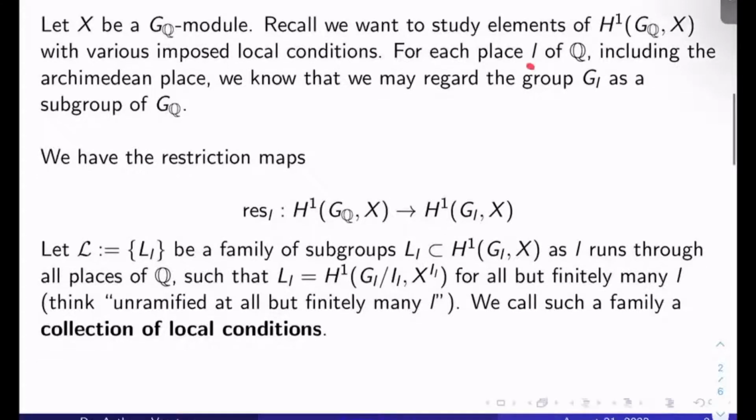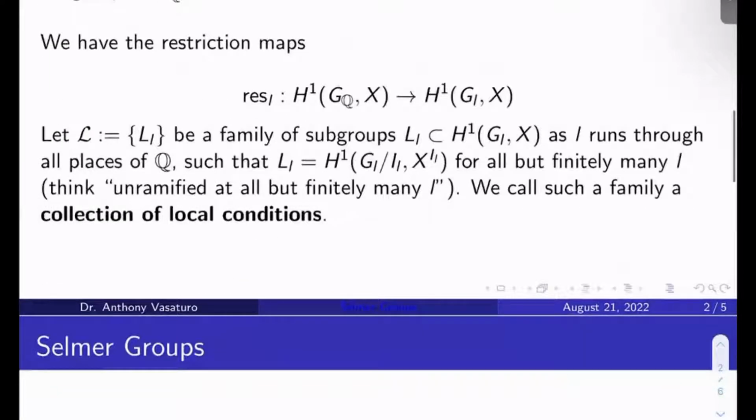So for each place l of Q, including the Archimedean place, so the prime at infinity, we know that we may regard the group G_l, the absolute Galois group of Q_l, as a subgroup of G_Q. This goes way back to the beginning of the playlist on Fermat's Last Theorem that I've created, okay? So of course, this means we have restriction maps res_l from H^1(G_Q, X) to H^1(G_l, X), because the G_l's are all subgroups of G_Q.